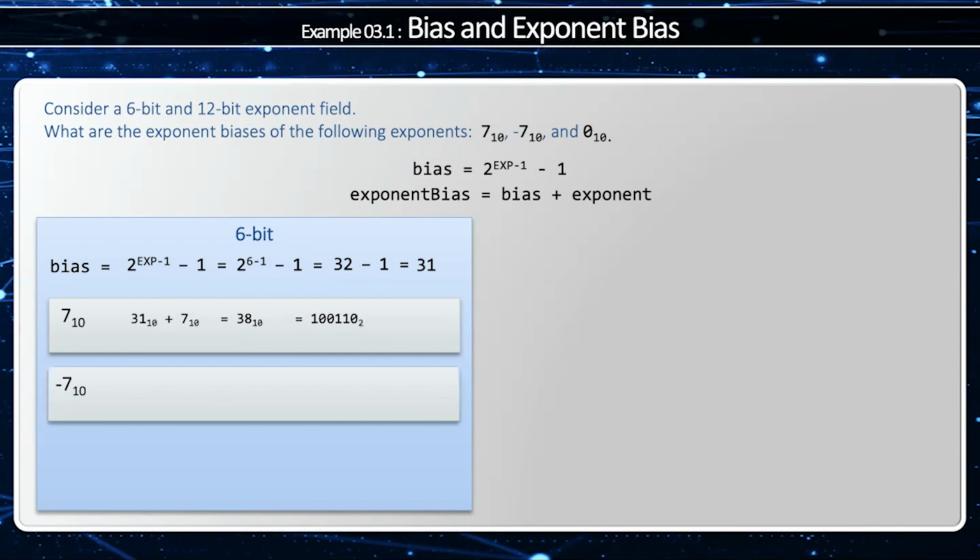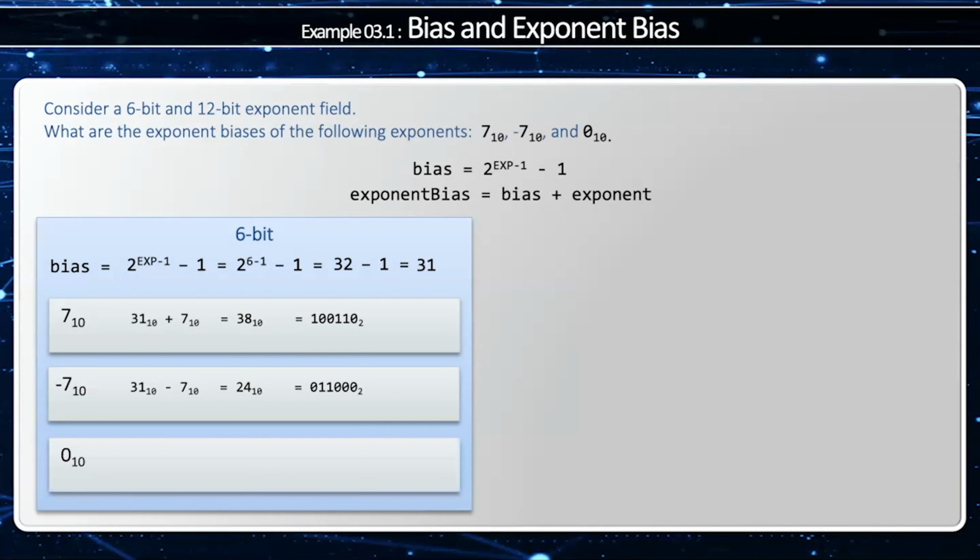Now, just for kicks, let's do negative 7. We're going to have the same bias plus exponent formula. My bias is 31. My exponent is going to be negative 7. So I add those together, and I'm going to get 24. Now 24, when I multiply it out, is 0, 1, 1, 0, 0, 0, and the reason for that is because it's 16 plus 8 plus 0 plus 0 plus 0. That's going to be my exponent bias. Now, negative numbers have a 0 in the most significant bit, so therefore it will sort below the positive numbers, which is the desirable property.